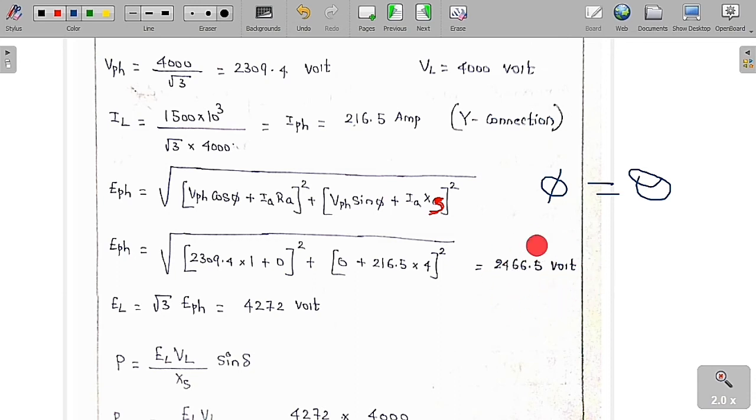Which is the per phase voltage which is induced in the generator. But this is the phase voltage, and we need the line voltage. So line voltage is equal to root 3 into phase voltage. If you solve this one, we are going to get 4272 volt.